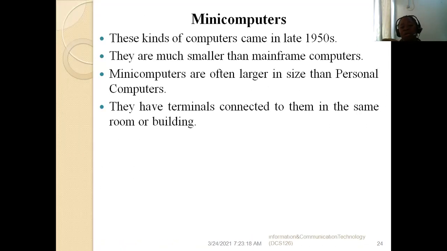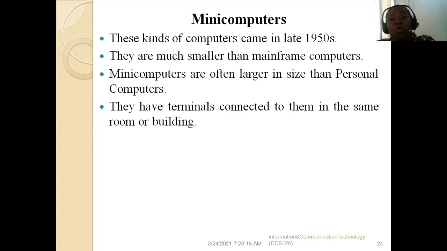But the mini computers came in late 1950s. They are much smaller in size than the mainframe computers. But they are, of course, larger in size than personal computers. They have terminals connected to them in the same room or building. Now, what terminals are?